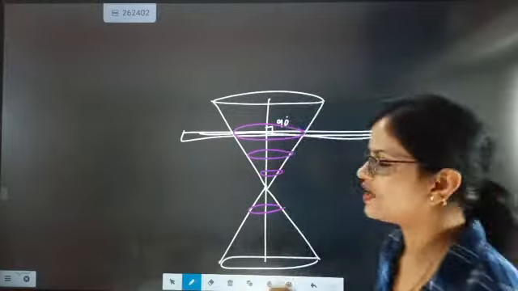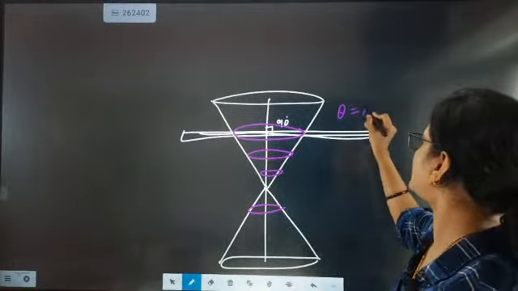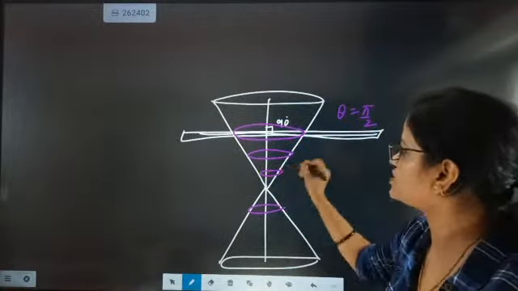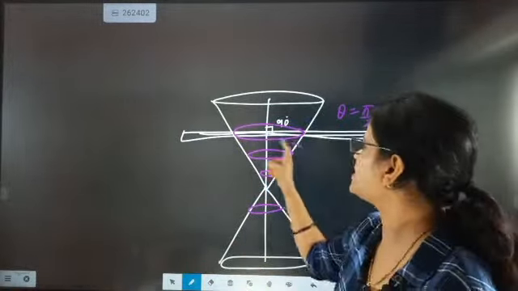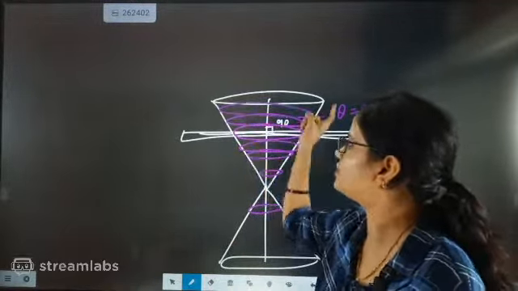That means what, beta? When theta makes pi by 2 with this line, it will always make circular figures. How many cuts you make, that many circles you will get.